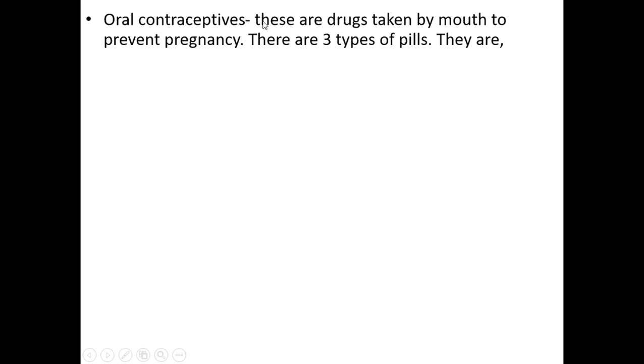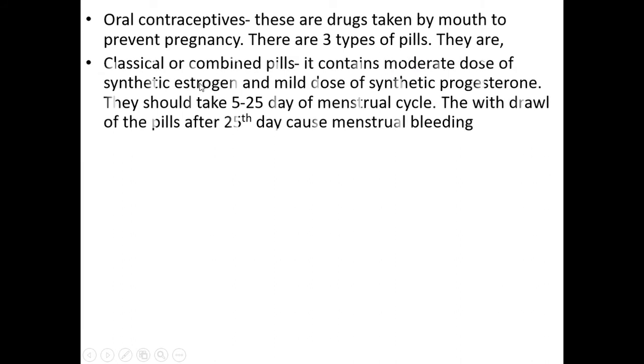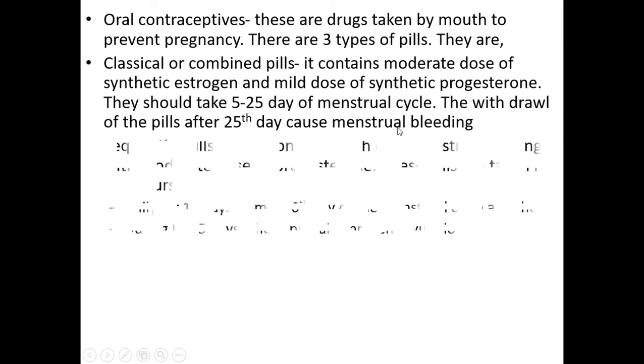Oral contraceptives are drugs taken by mouth to prevent pregnancy. There are 3 types of pills. The classical or combined pills contain a moderate dose of synthetic estrogen and a mild dose of synthetic progesterone. They should be taken from the 5th to 25th day of the menstrual cycle. Withdrawal of pills after the 25th day causes menstrual bleeding.